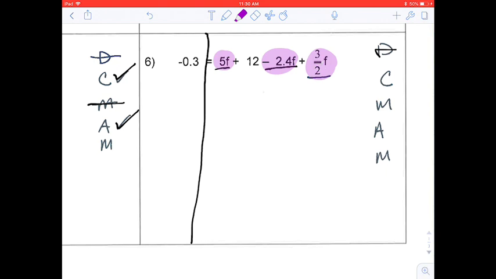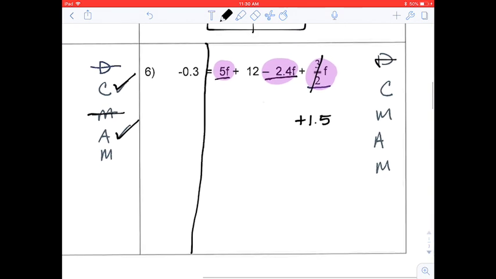So 5 is a whole number, an integer, that's nice. -2.4 is a decimal, and 3/2 is a fraction. Since I already have 0.3 and 2.4 as decimals, I'm going to change 3/2 into a decimal number and make it 1.5. So instead of 3/2 f, we're going to have 1.5 f. So 5f plus 12 minus 2.4 f plus 1.5 f.